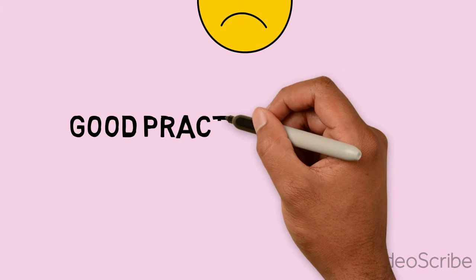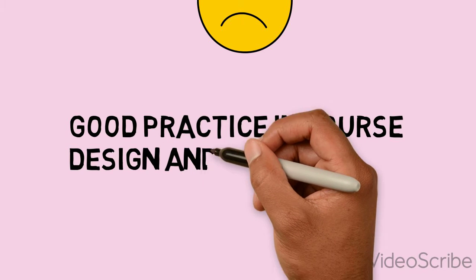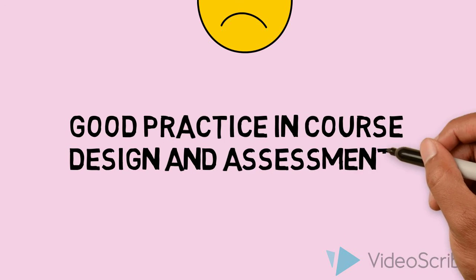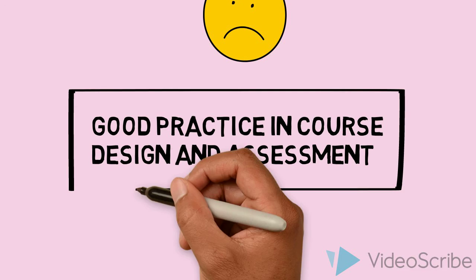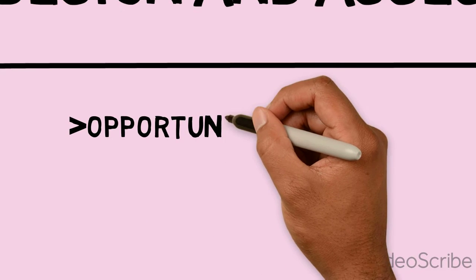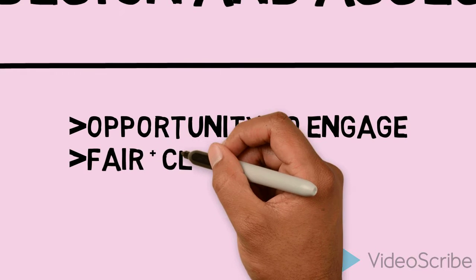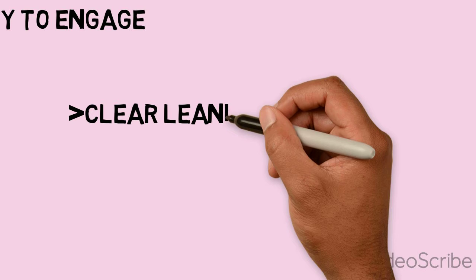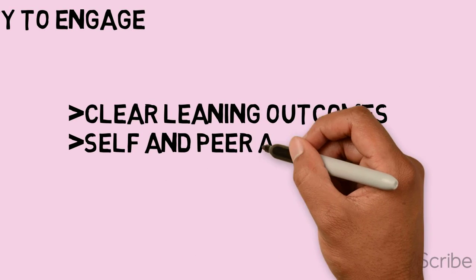Good practice, course design, and assessment. Appropriate assessment needs to give the student a good opportunity to engage with and demonstrate progress in learning outcomes. Assessment grading needs to be fair and clear. Multiple markers should be used where possible, especially on summative assessments. Learning outcomes and assessment criteria should be communicated clearly and upfront.